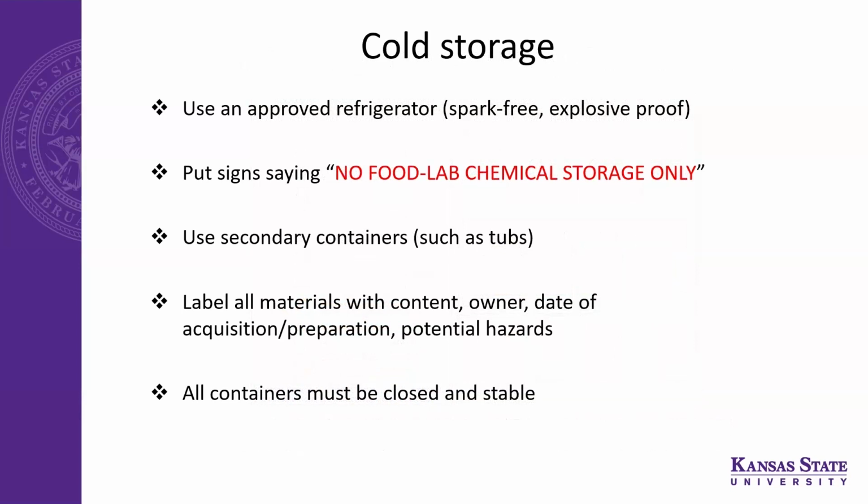And there are some chemicals which need to be stored in refrigerators. Still, you have to have approved refrigerators, like, for example, spark-free or explosion-proof, depending on the chemicals that you will be storing. And this is important too: there should be signs saying no food, since it is lab chemical storage. The refrigerator is only for lab chemical storage. And again, inside the refrigerators, use secondary containers as needed.